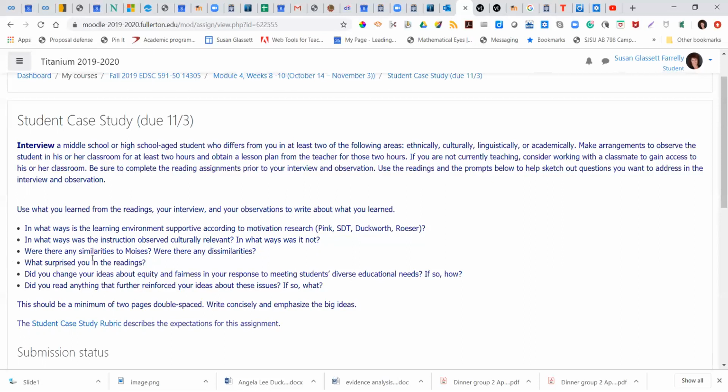What surprised you in the readings? Did you change your ideas about equity and fairness in response to meeting students' diverse educational needs? If so, how? And did you read anything that further reinforced your ideas about these issues? If so, how? And you can extend those questions or go off. Those are plant or seed questions. But this is a write-up about this student. But I want you sort of discussing the larger issues in the context of what happened, what you observed, what you learned from this student. And that's the student case study.